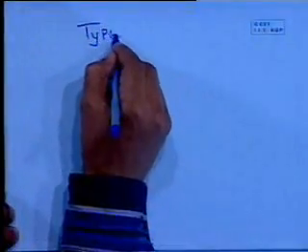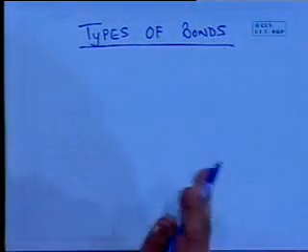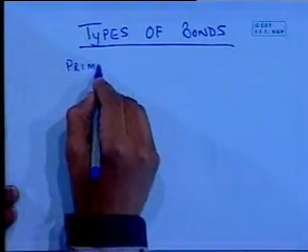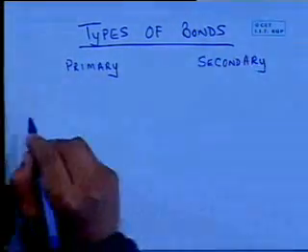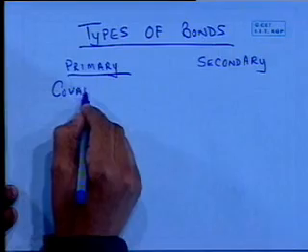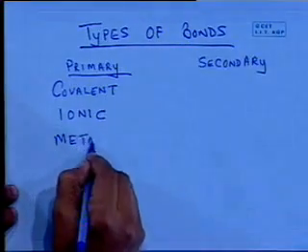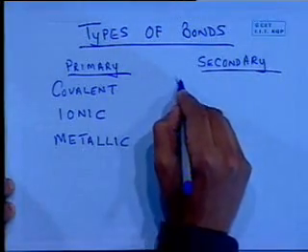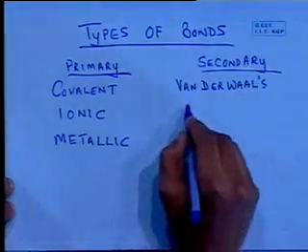Let me take up now the different types of bonds. We conveniently talk of bonds in various classifications. The first major classification I would make is in terms of primary bonds and secondary bonds. The primary bonds are the ones that we are most familiar with and which ultimately dominate, namely covalent, ionic, and metallic. And we have the secondary bonds, which are van der Waals and hydrogen bond.